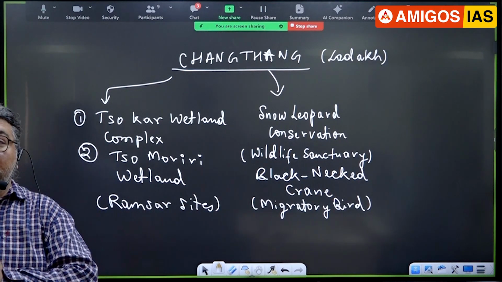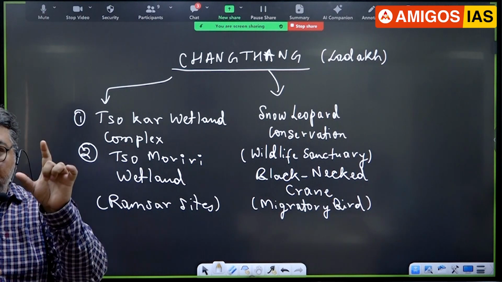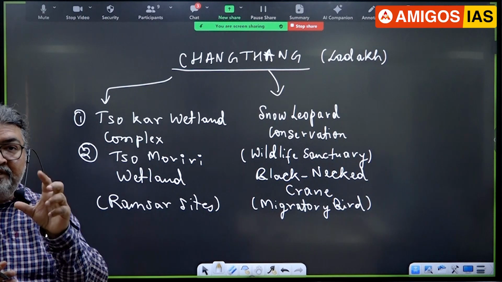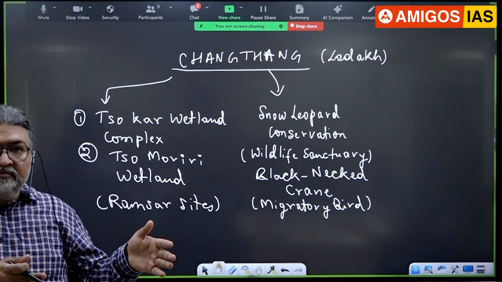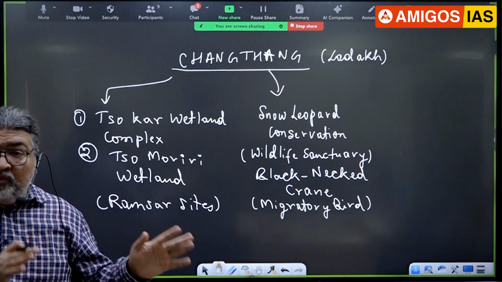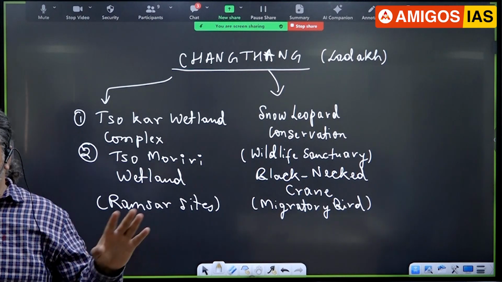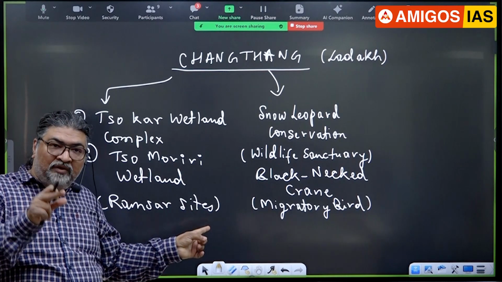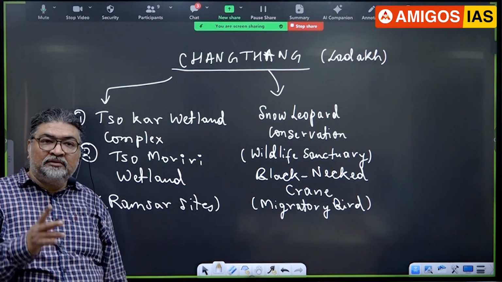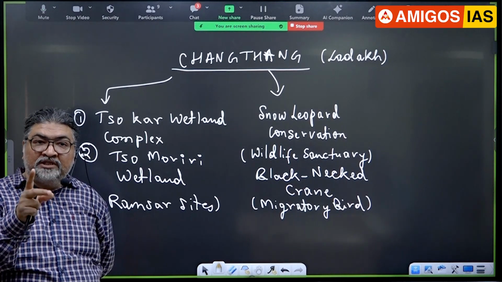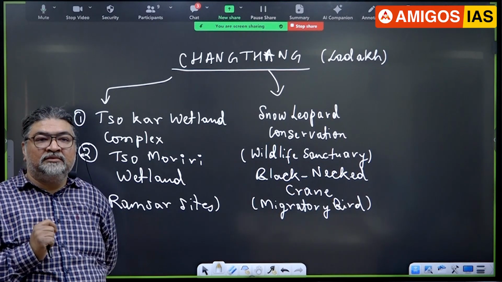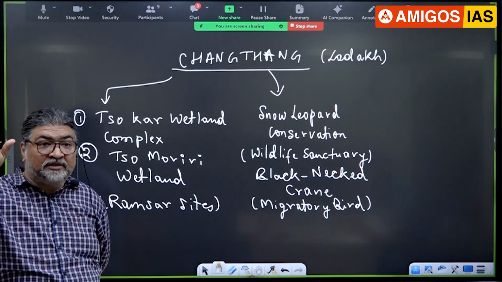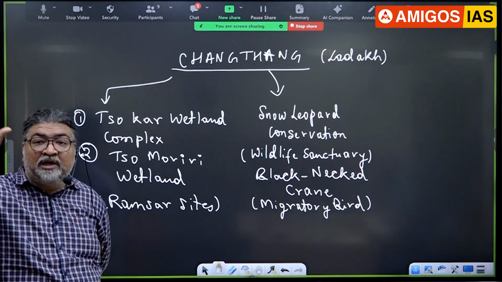I'll give you a common thing. Both are vulnerable. You know, I used to read it in a book. What is vulnerable? Vulnerable means more than 50% population decline over the last 10 years, one decade. Black-necked crane is a migratory bird and is vulnerable, and snow leopard also. Another thing is that both of these species are found in Arunachal Pradesh also. And I'll give you the name of the place, Namdhapa. Arunachal Pradesh has a very important place called Namdhapa.